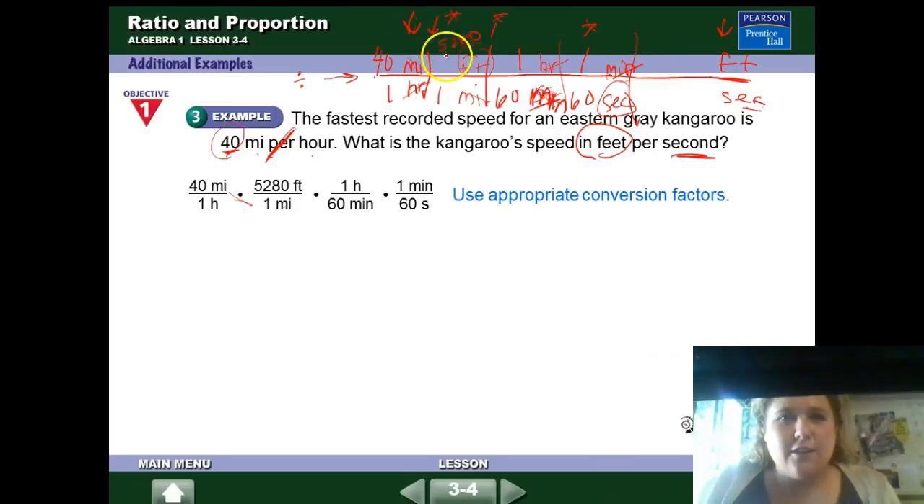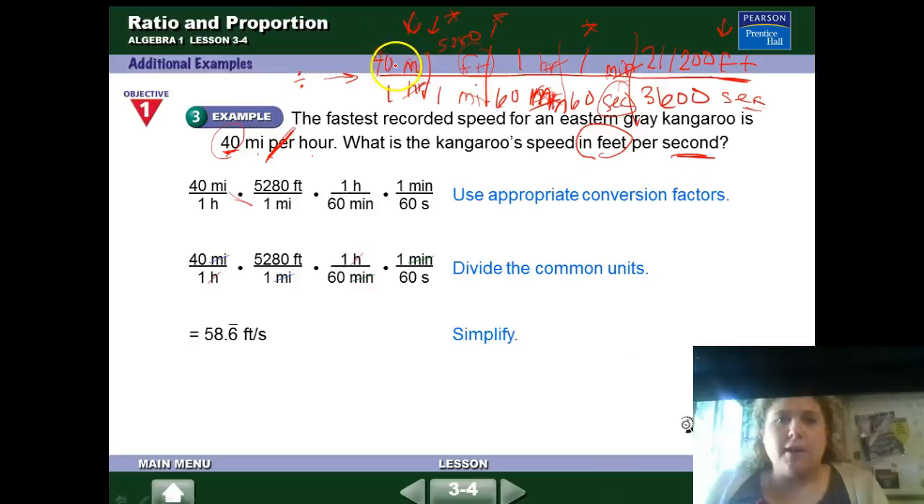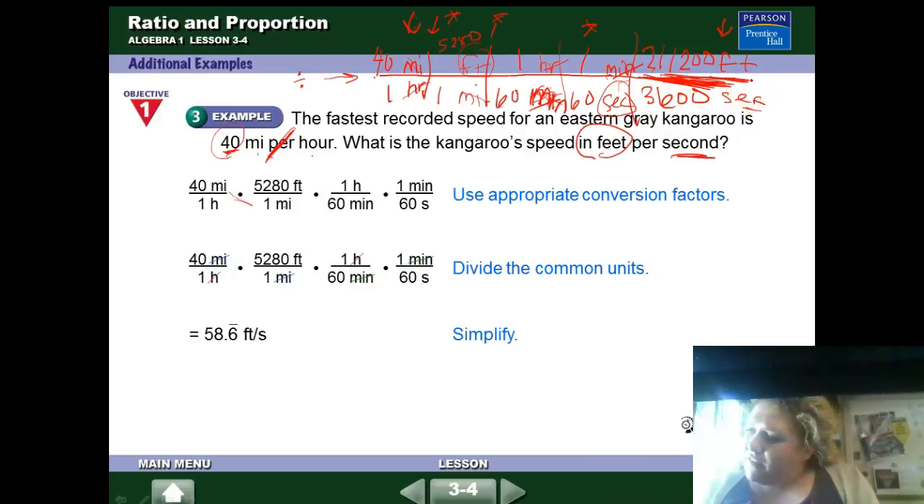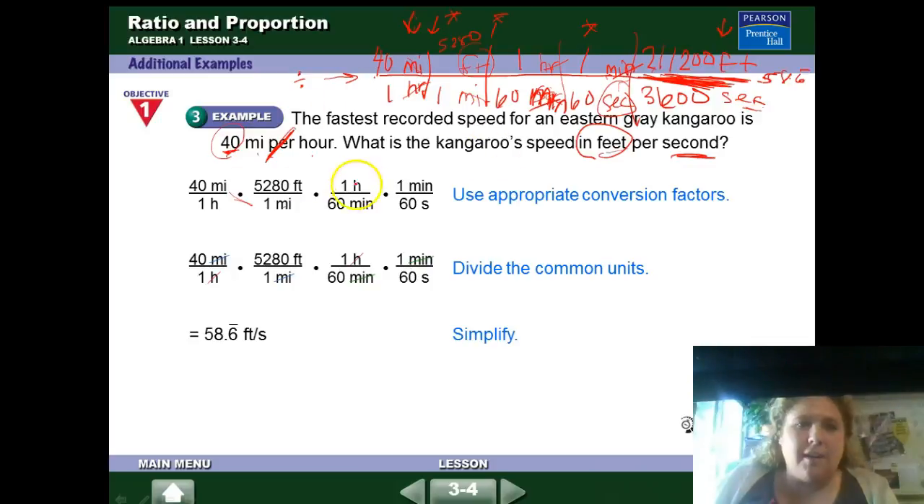40 times 5,280 times 1 times 1. Okay? And then on the bottom, I would take 1 times 1 times 60 times 60. So when you multiply 40 times 5,280 times 1 times 1, you get 211,200 feet. And then do all of your denominator. 1 times 1 times 60 times 60 gives you 3,600. We said that this line here would represent a division, which is not a very straight line, but that's a division. So take this divided by this, and you're going to get 58.6 repeating.